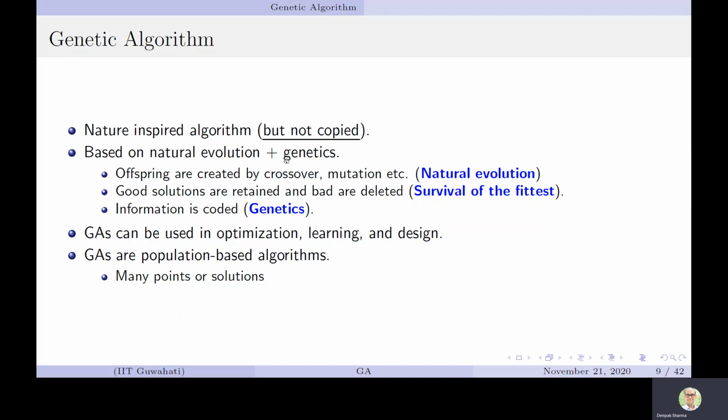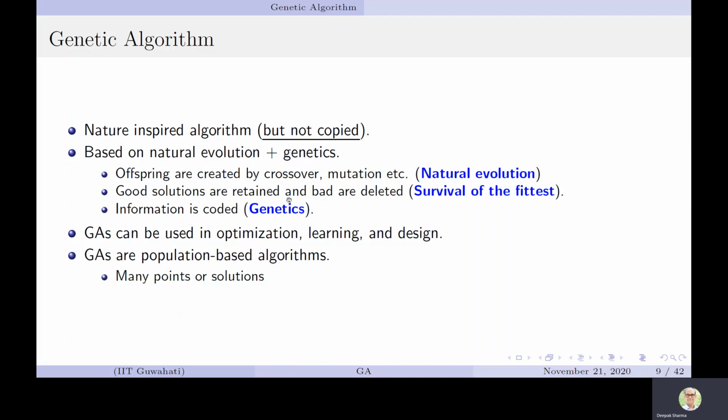Based on natural evolution and genetics, we generally create offspring by crossover and mutation. As you can understand, crossover and mutation are biological terms. We are not copying them, but we are understanding the significance of these two, crossover and mutation, that we will be bringing into genetic algorithm so that the offspring, that is the new solution, can be created. When we are creating the new solution, we will be needing crossover and mutation, and there could be more. That is called natural evolution.